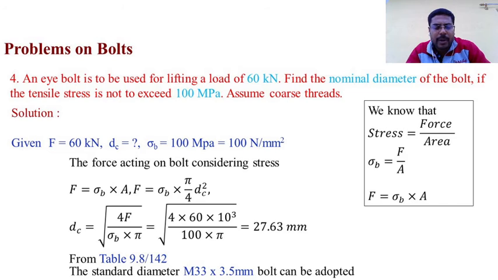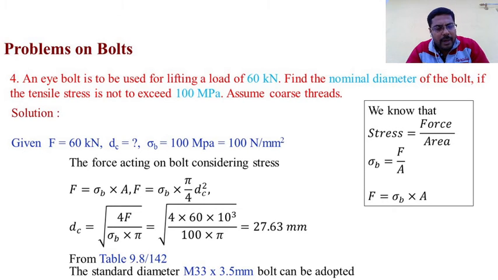4F divided by sigma B into pi. Therefore DC is equal to the square root of 4F divided by sigma B into pi. 4 into F, where F is 60 into 10 raised to power 3. This is the given value, F is equal to 60 kilonewton. Convert into newtons, therefore 60 into 10 raised to power 3. Sigma is equal to 100 megapascal, and substitute here. Therefore 27.63 mm. Core diameter value is 27.3.